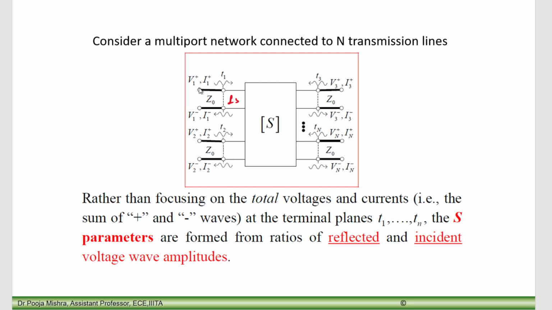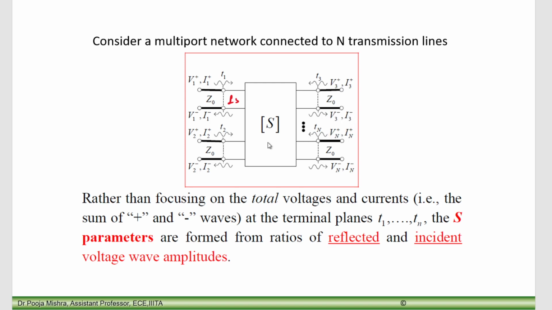So the incident wave into the port is denoted by the plus sign, and the minus sign is denoted by the reflected wave. So V1 plus and I1 plus are incident voltage and incident current into port 1, and V1 minus and I1 minus are the reflected voltage and current from port 1. Similarly, the inside of the port is denoted by the plus sign and the outside of the port is denoted by the negative sign.